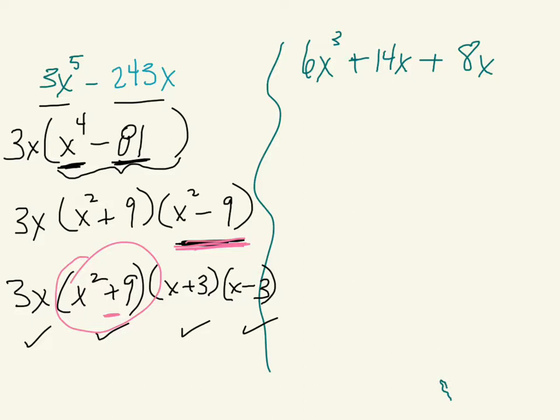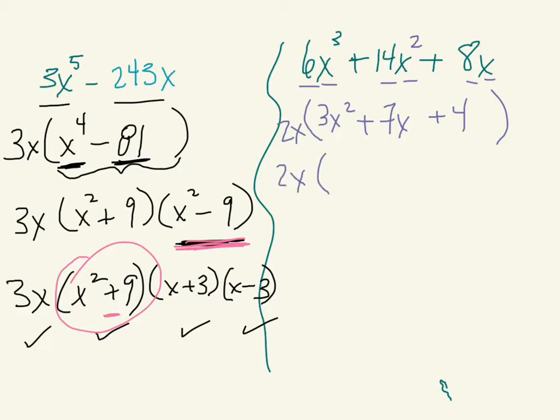So let's look at this one. I'm going to factor out the GCF. It looks like 6, 14, and 8. It looks like 2 comes out of there. x cubed, x squared. Sorry, this should be an x squared from my book. I wrote it down wrong. And x, there's an x that comes out. So 2x times 3x squared is 6x cubed. 2x times a positive 7x is 14x squared. 2x times a positive 4 is 8x.